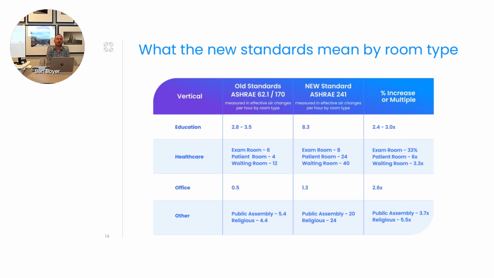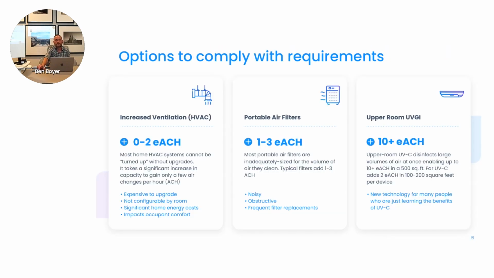Our customers have terrible air on average before we help them to increase that number. And that's the reason why we have 30 to 40 million cases of influenza every year, and people typically get sick at work. The office is just really underventilated. And then, as you can see, public assembly, religious institutions, those are other areas where you just saw a tremendous amount of additional ventilation requirements.